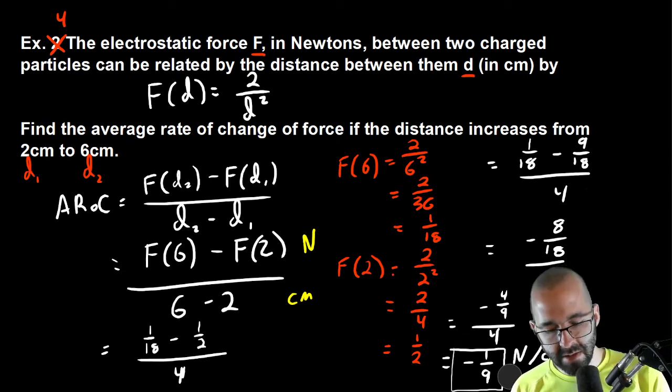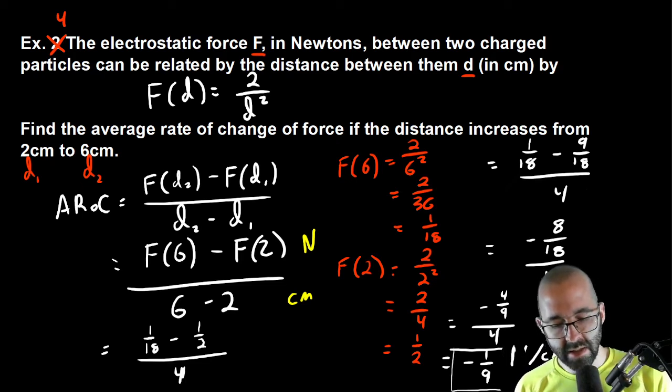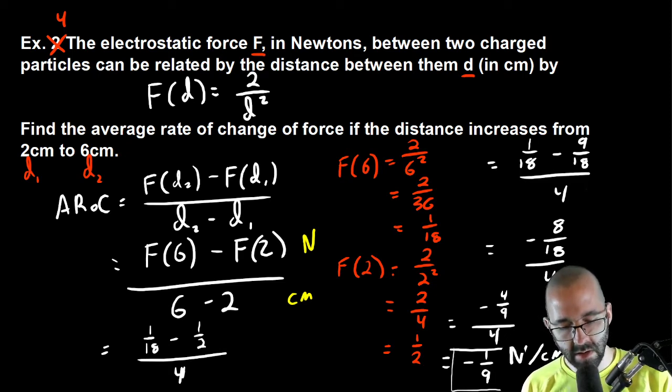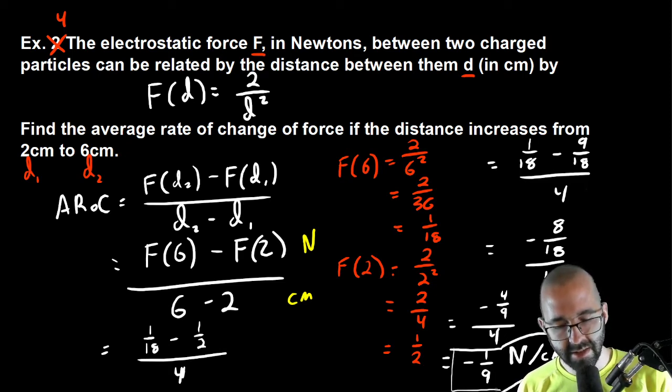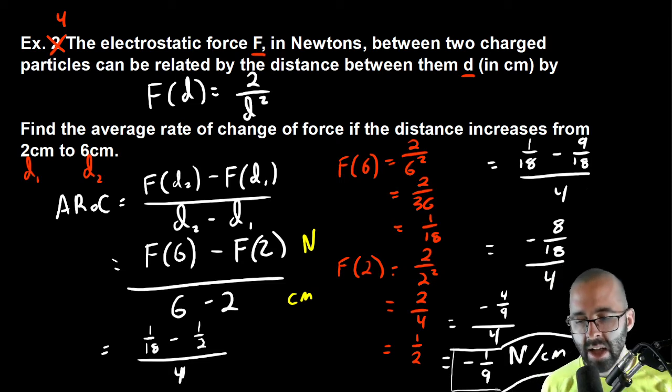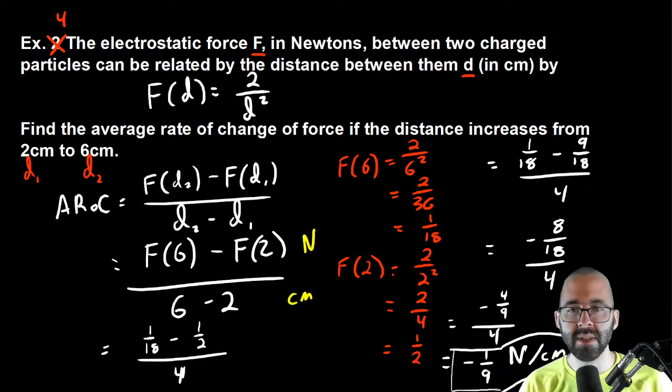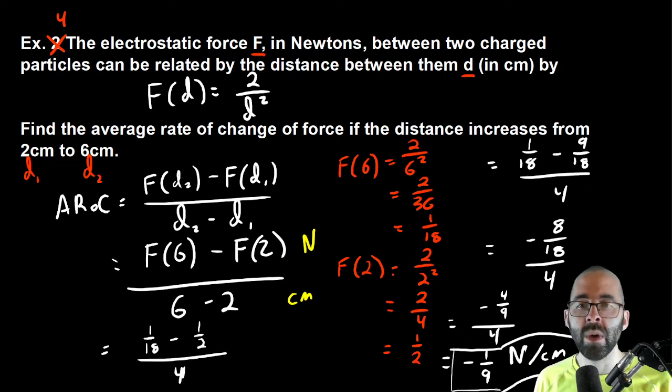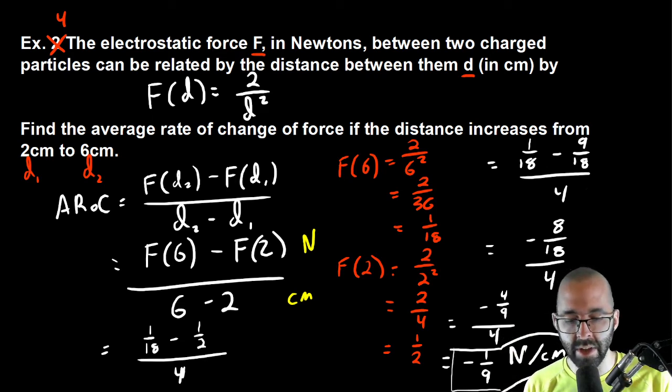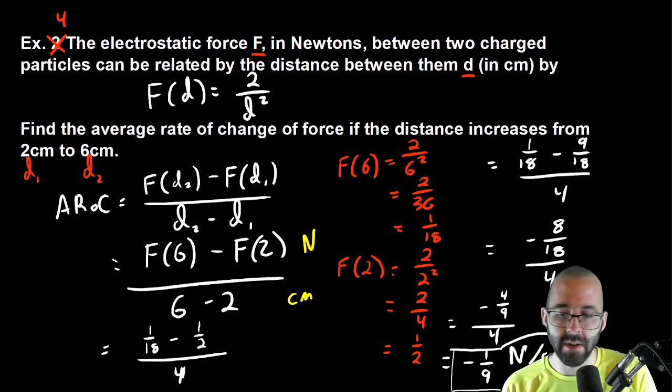So what this means, I can't draw an N. That's better, I guess. Is that as the distance increases from 2 to 6 centimeters, on average, we lose 1/9 of a newton with every centimeter that we go, on average. All right, and that's a very important thing right there, interpreting this as well. Let's do one more problem in this video.